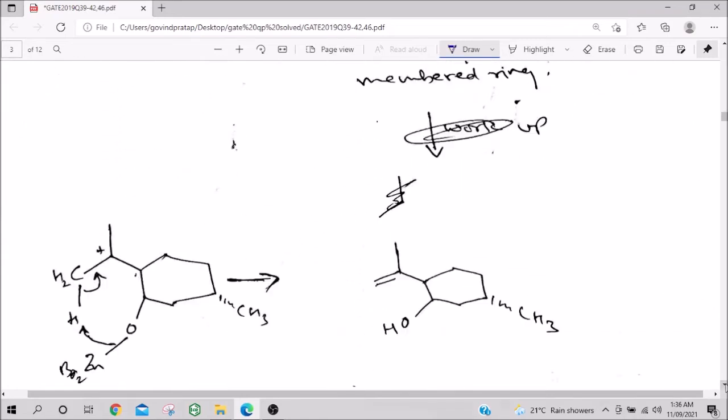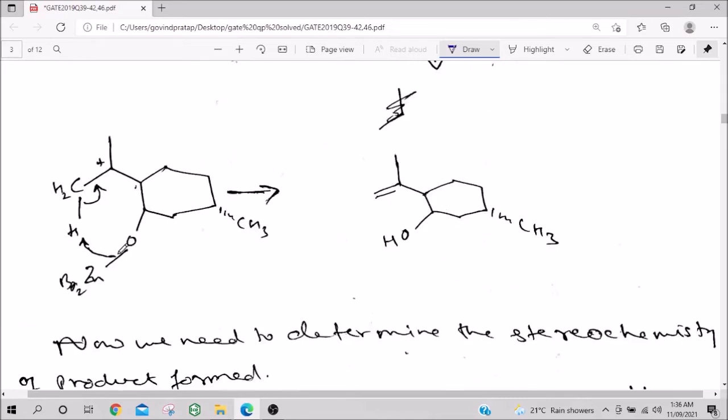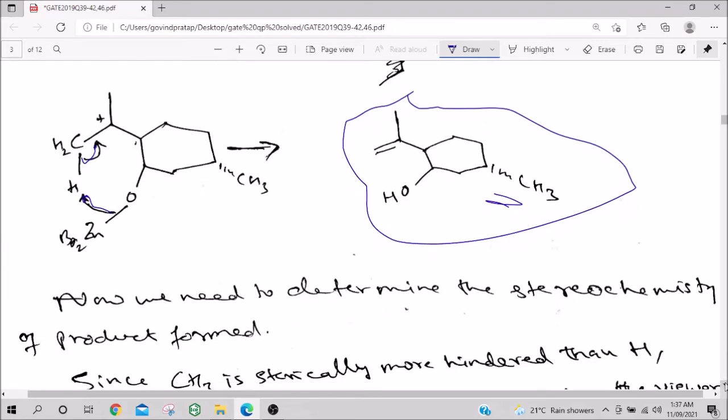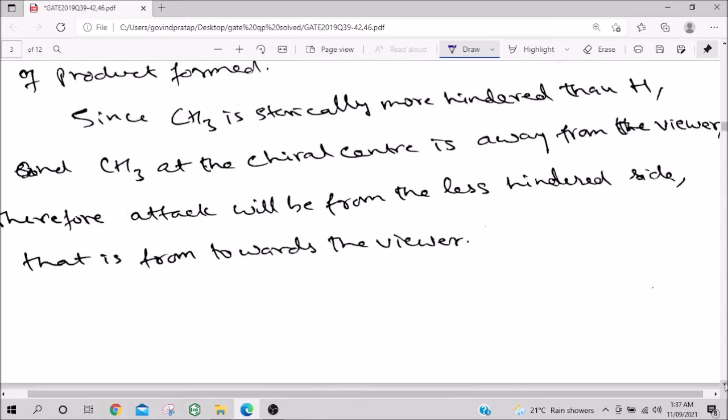So let's move on. And then what happens is this oxygen goes and attacks this proton. So that becomes OH. And this moves in and you get a double bond. Till here it was a very simple reaction. So why did they give it in GATE? Because they want to look at the stereochemistry of the product formed. So let's see the stereochemistry of the product formed.